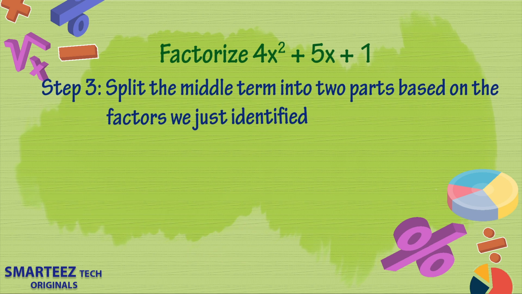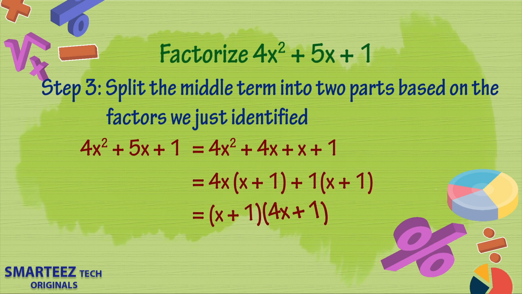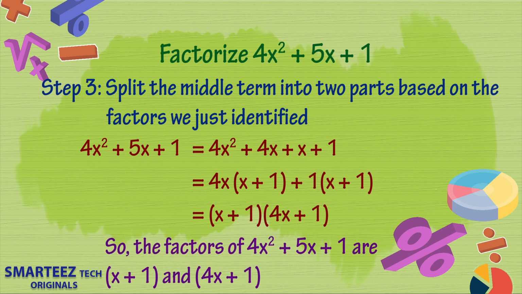Step 3. Split the middle term into two parts based on the factors we just identified. We'll split 5x into 4x + x and rewrite the trinomial. 4x² + 5x + 1 equals 4x² + 4x + x + 1, which equals 4x(x + 1) + 1(x + 1), which equals (x + 1)(4x + 1). So the factors of 4x² + 5x + 1 are (x + 1) and (4x + 1).